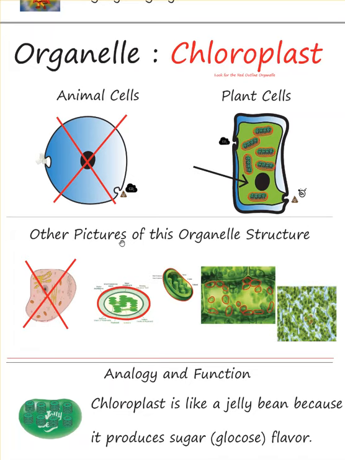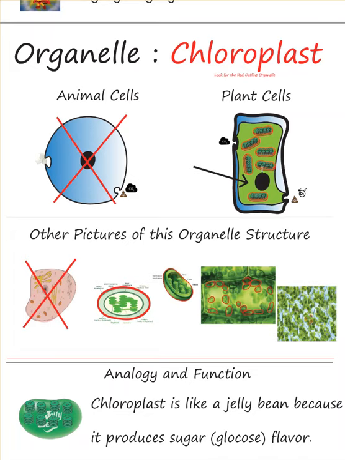Other pictures of this organelle. Remember, animal cells don't have them. Those quarters could look like that in the middle. Or you can get a picture like this. What do they look like in real life? Like this. Now, the more powerful microscope that you have, you can begin to see all the detail that you see here. These are also chloroplasts, excuse me.